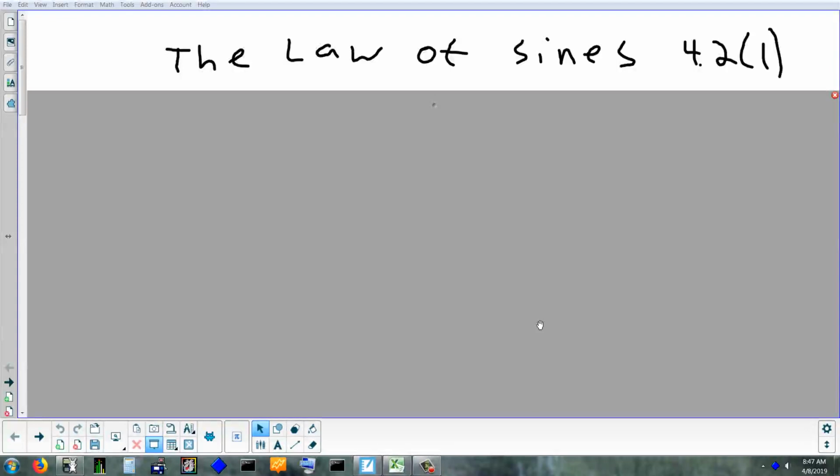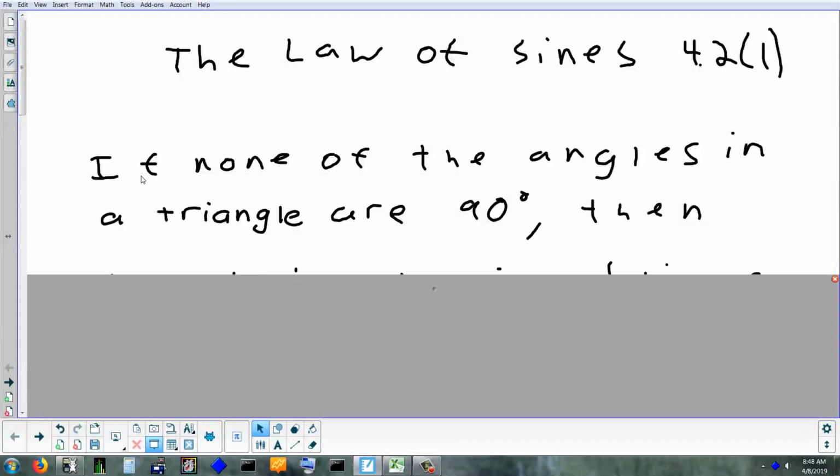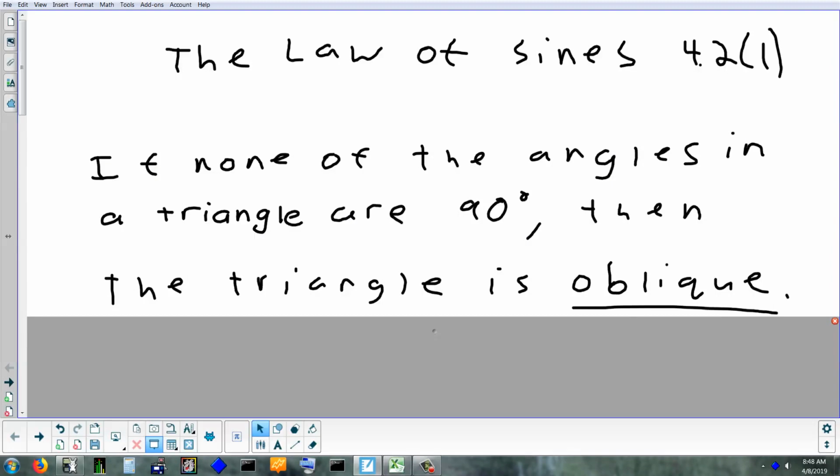But the kind of triangles that we always did it with had a 90, which makes them a right triangle. Well, if none of the angles in the triangle are 90, then you have what's called an oblique triangle. So pretty much every triangle we solve this week is oblique. Now, if I happen to give you a problem that has a 90-degree angle in it, you can go back to what we learned last week and solve the whole problem that way. The stuff that I'm teaching you, though, will work on anything.